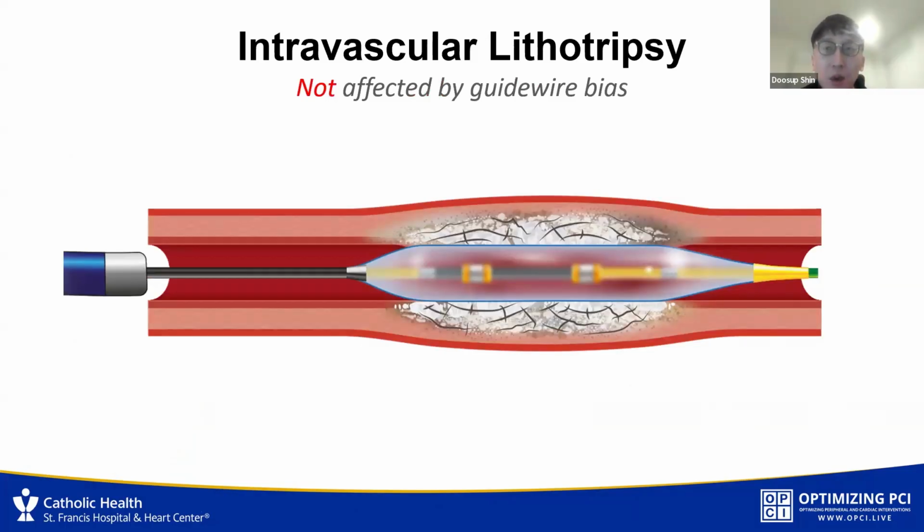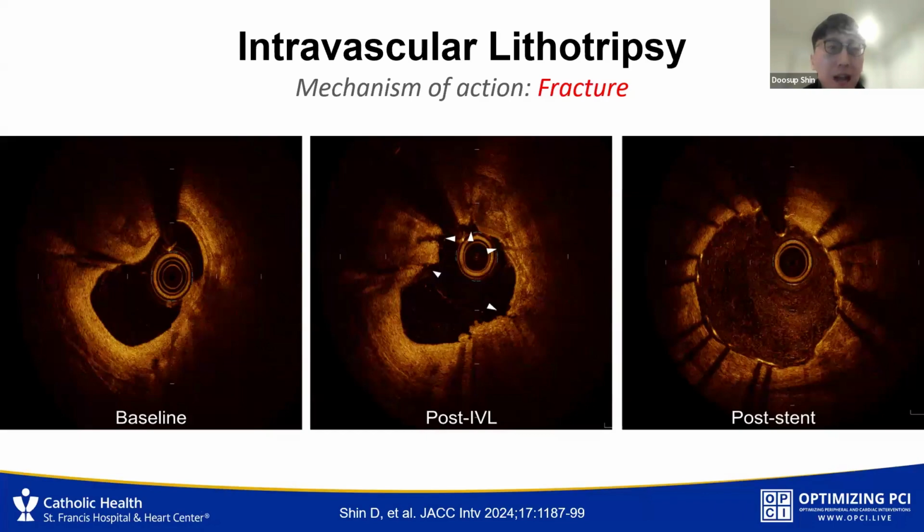Intravascular lithotripsy is theoretically not affected by guide wire bias since it's a balloon-based strategy. And IVL works for the calcified nodule by generating fractures of the calcium.